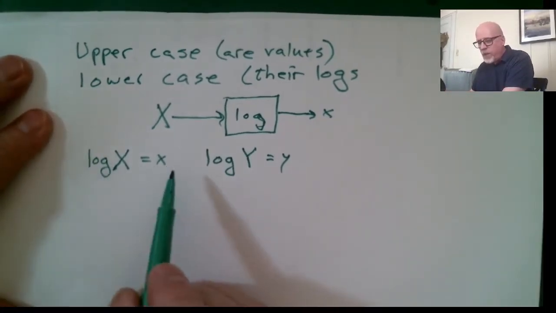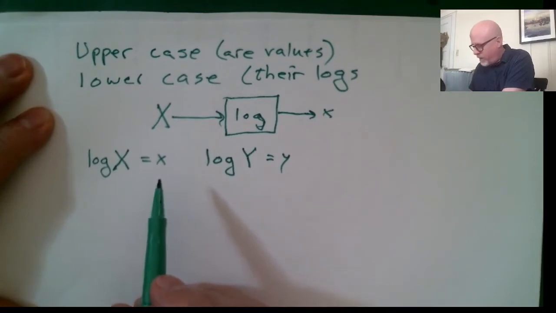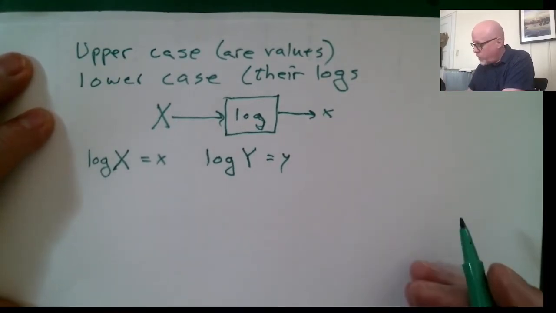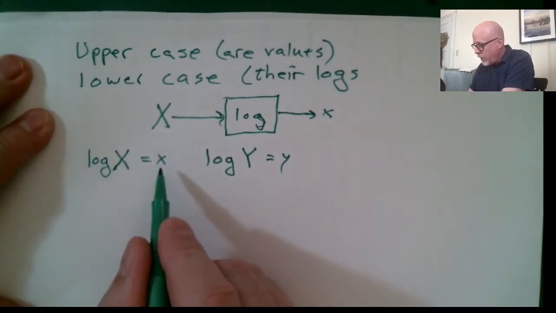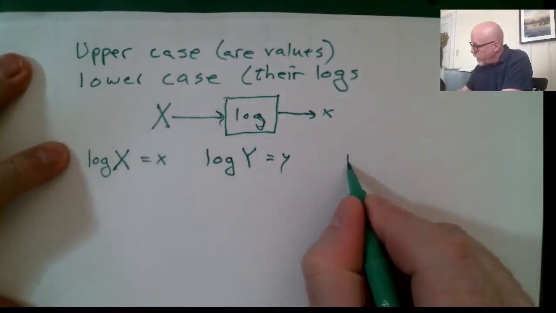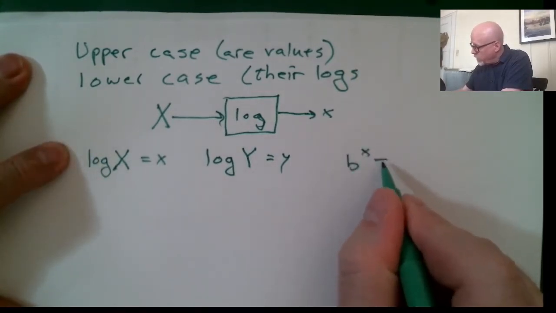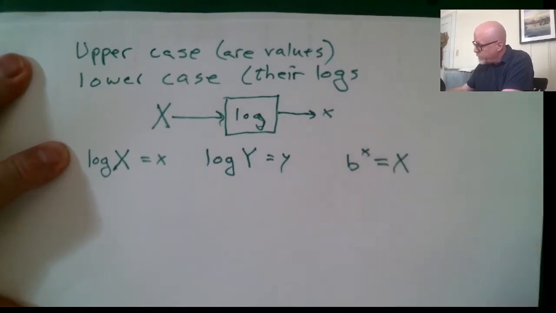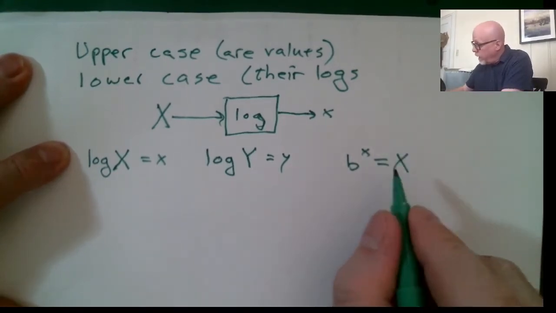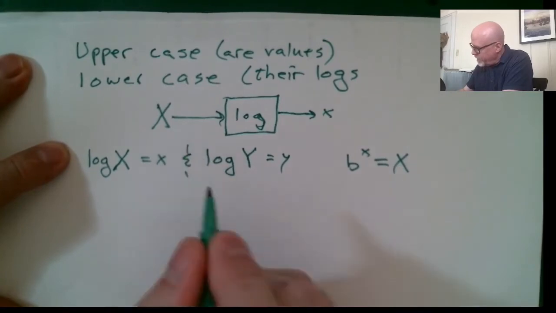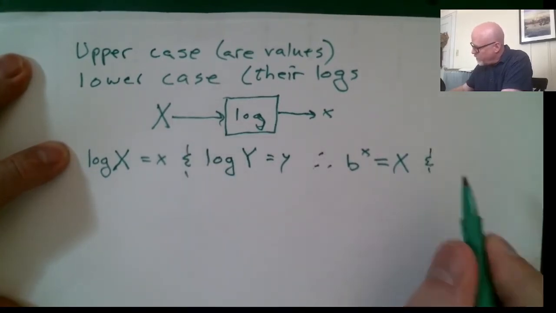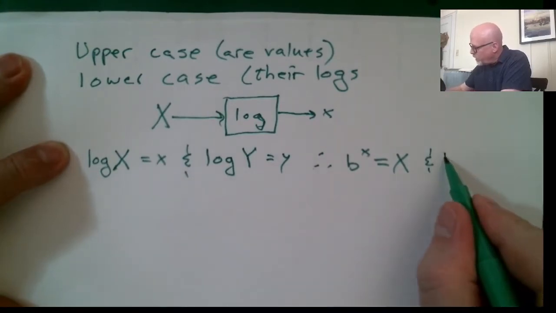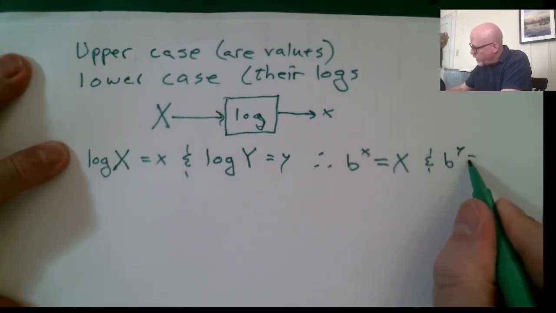Both of these facts have corresponding facts in terms of exponentials. If you take the log of big X and you get little x, then if you take the base to the power of little x, you'll get big X. And what's the corresponding thing with y? If you take the base to the little y, you'll get big Y.